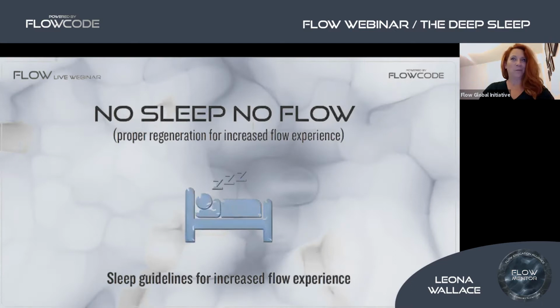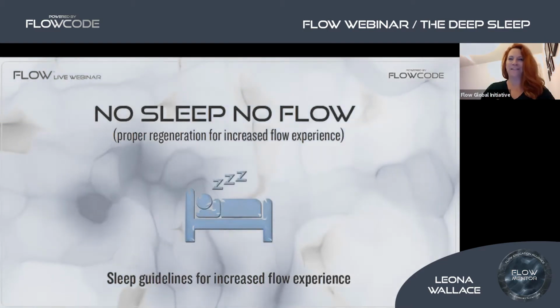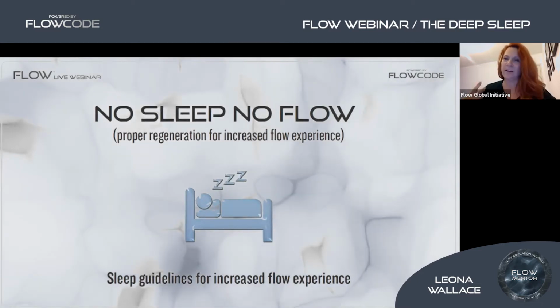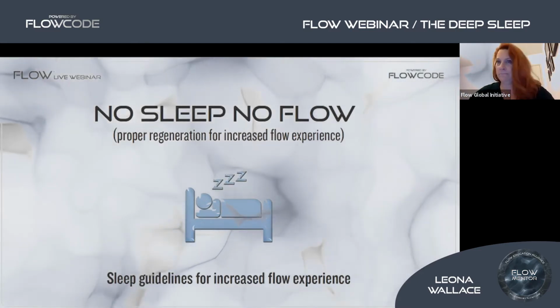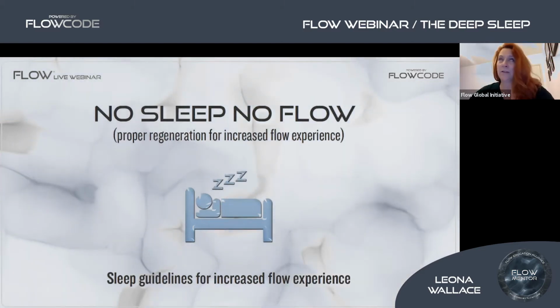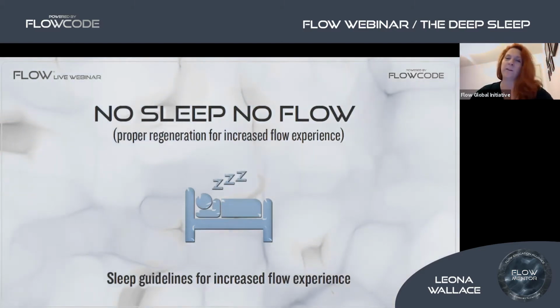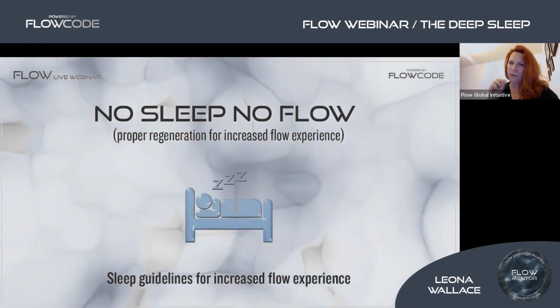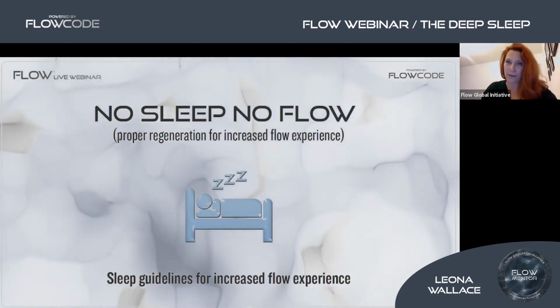So, no sleep, no flow. I love this. You need to properly regenerate your body so you can increase your flow experience. Make sense? Absolutely. Because you know what it's like if you don't have the proper sleep. Everything in your body is shifting. So we're going to go through these sleep guidelines so you can increase your flow experience.